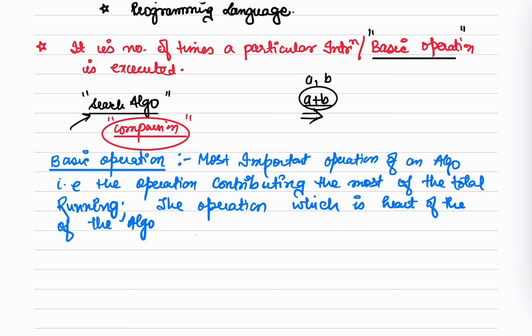In our coming videos, we'll solve at least 10 to 20 examples of how to calculate time complexity, and then we'll realize how this basic operation helps us. In our next video, we'll discuss the formula, like we discussed for space complexity, and then going forward, we'll have some examples to calculate time complexity.